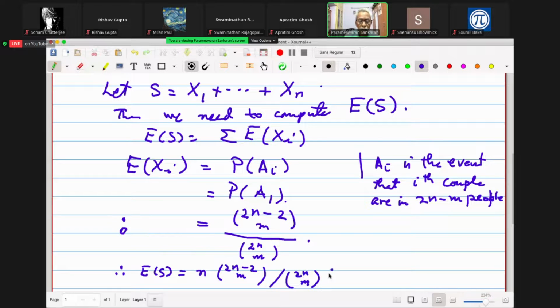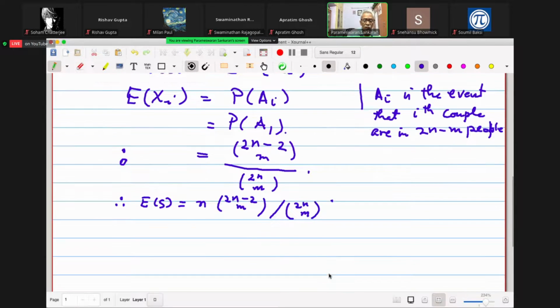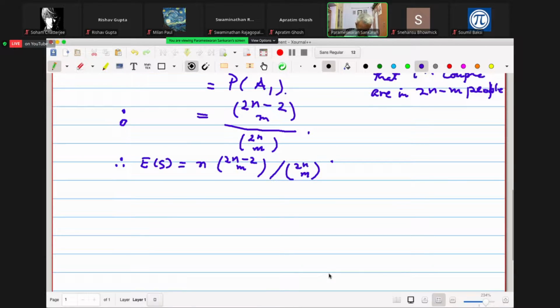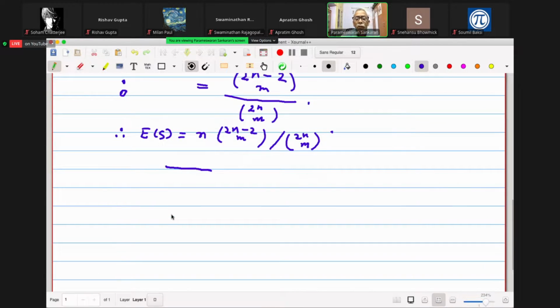One can simplify this, but I will not do that. Let us do some more problems. This is an interesting problem, the next one. This problem seems to have been around for quite a long time. It is due to Daniel Bernoulli.